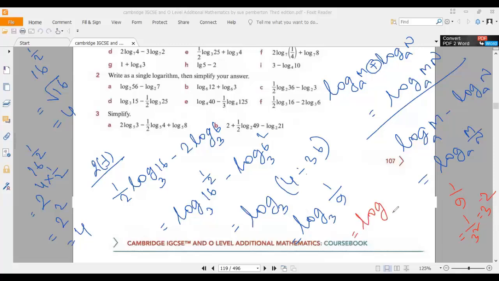So 3 base log, instead of 1 by 9, we can write 3 to the power minus 2. Now minus 2 should be at first. So minus 2 into 3 base log 3, and 3 base log 3 is 1. So minus 2 into 1 will be minus 2. So minus 2 will be the answer of 2F. I hope you understand this one properly.